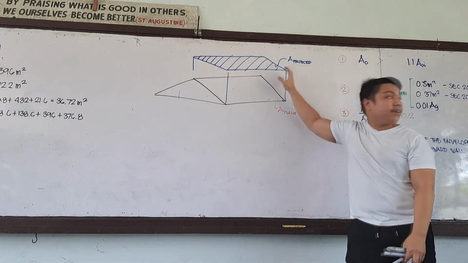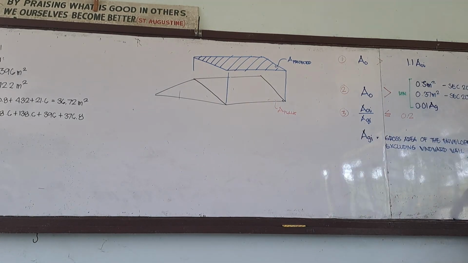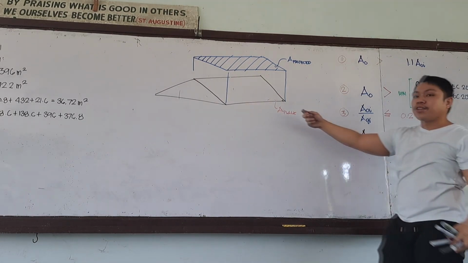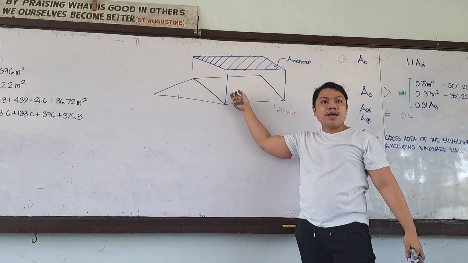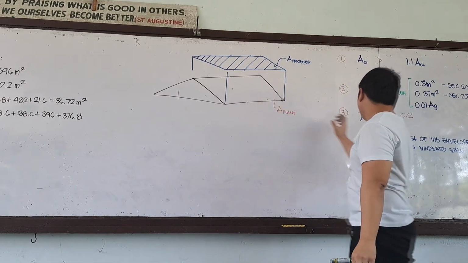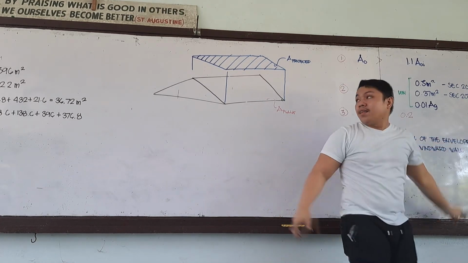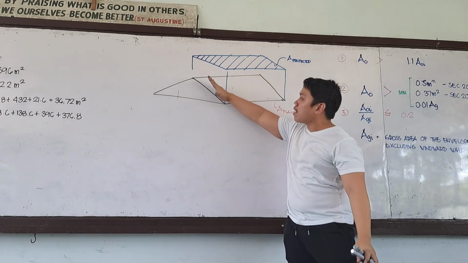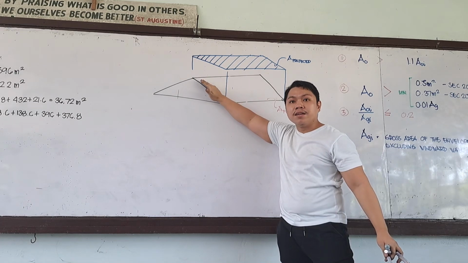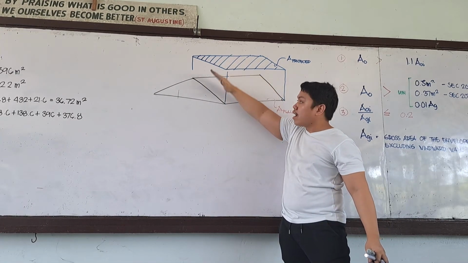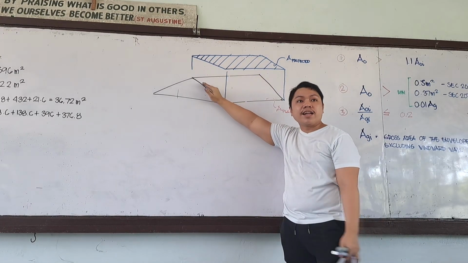But the area to use for the roof, the gross area, is the area of the inclined plane. We are considering the ratio of the openings over the gross area of the envelope. This is not the envelope of the building, but the area of our inclined plane. This is not the projected area, but rather our inclined plane.